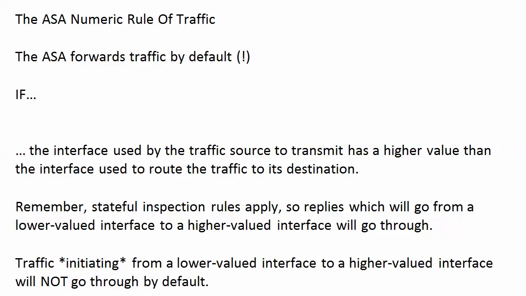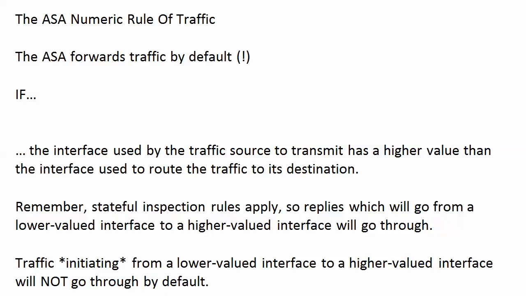Now, remember, stateful inspection rules apply. So replies that go from a lower valued interface to a higher valued interface, they're going to go through no matter what. So if A is talking to B, A is your inside interface, B is your outside. If A initiates that conversation to B, then B will be allowed to reply to A. Traffic initiating from a lower valued interface to a higher valued interface, that will not go through, again, by default.